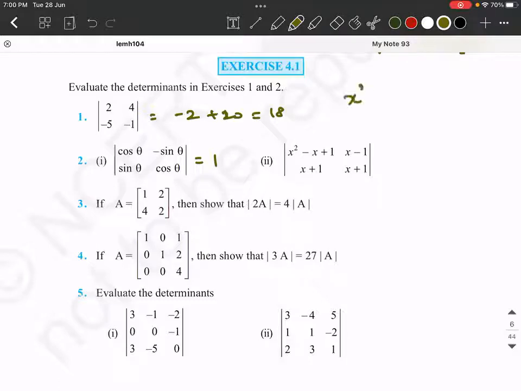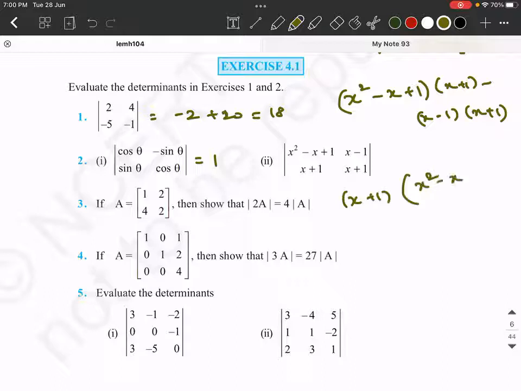What about the second one? So the second one is x square minus x plus 1 into x plus 1 minus x minus 1 into x plus 1. What will happen? You can take out that x plus 1 common first. Don't be in a hurry to multiply. Take that x plus 1 common outside. So we have x square minus x plus 1 minus x plus 1. So 1 and 1 will get cancelled. x plus 1 into x square minus 2x.